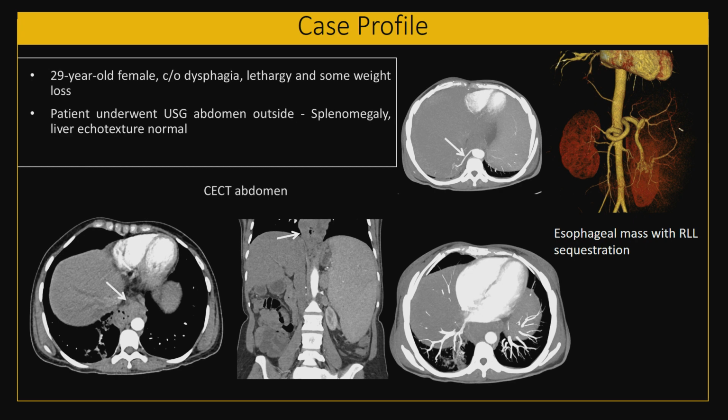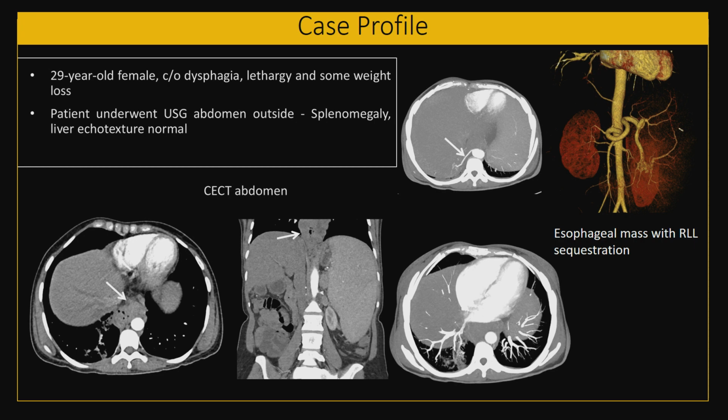So the diagnosis, the scan was read as an esophageal mass with right lower lobe sequestration. The patient was referred for the esophageal mass biopsy to the AIIMS Jodhpur. He presented in the emergency and then the scan came to us for review. So we looked at the scan and we didn't actually agree with all the findings. So this diagnosis of the lower lobe sequestration is absolutely right.